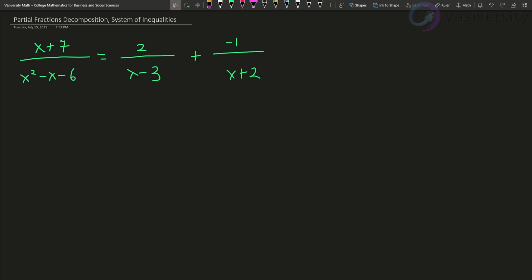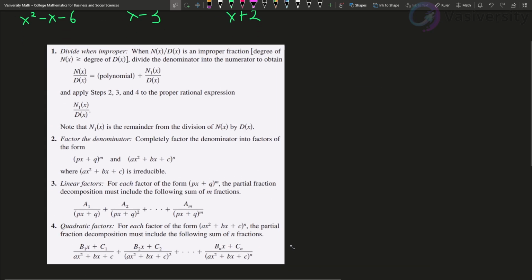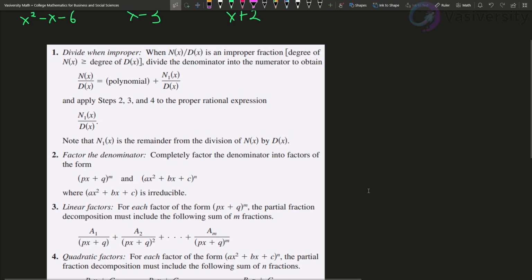First, divide if improper. When n of x over d of x is an improper fraction, so the degree of n is greater than the degree of d, divide the denominator into the numerator to obtain a new n sub 1 of x. Then apply steps 2, 3, and 4 to simplify this one.